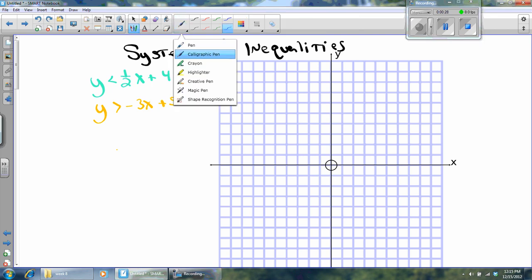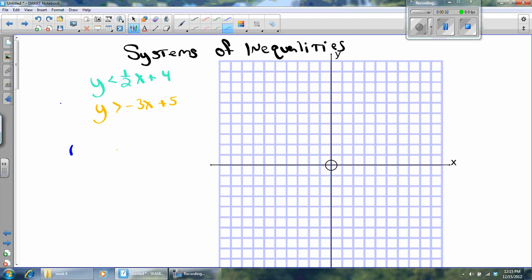First, for this blue one here, I'm going to identify my slope as 1/2. My y-intercept is 4, so I'm going to go up 0, 1, 2, 3, 4, right there, (0, 4). And I'm going to rise 1, run 2, rise 1, run 2, rise 1, run 2, rise 1, run 2. Of course, I can also go back down 1 and left 2.